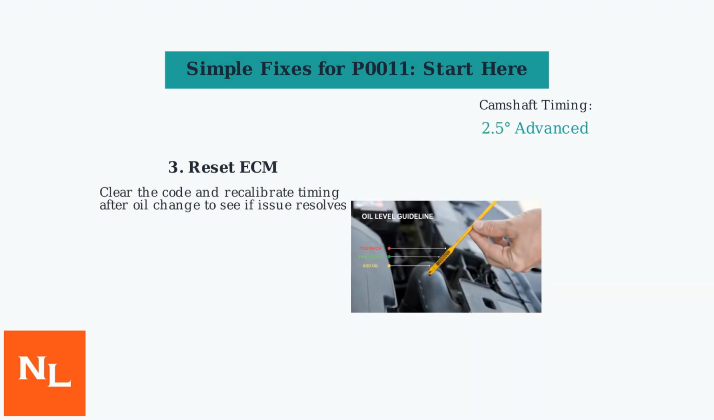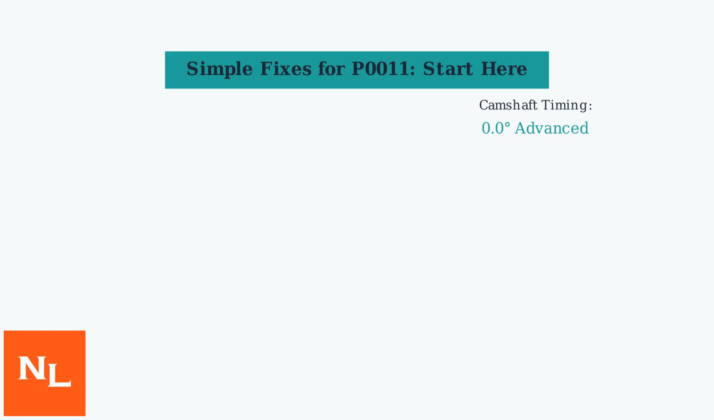Finally, reset the engine control module after the oil change. This clears the P0011 code and allows the ECM to recalibrate the camshaft timing. Monitor if the code returns during normal driving. These simple fixes can resolve many P0011 cases, especially when caused by poor oil quality or degradation.